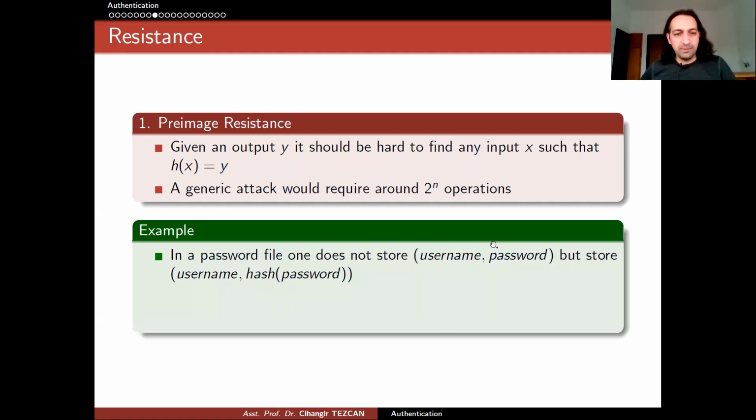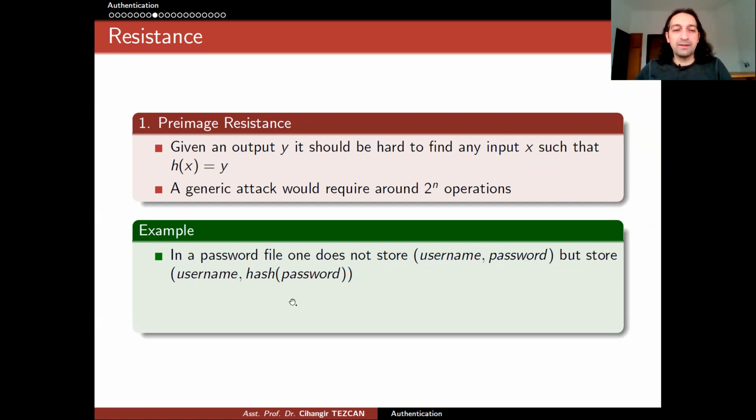So why is this property important? Because in a password file or a database, storing the username and password like this would be a fatal mistake. Instead, you simply store the username and the hash of the password. This is actually what people were doing in the 1990s, and there are still web pages, even government web pages, that keep the username and password like this.